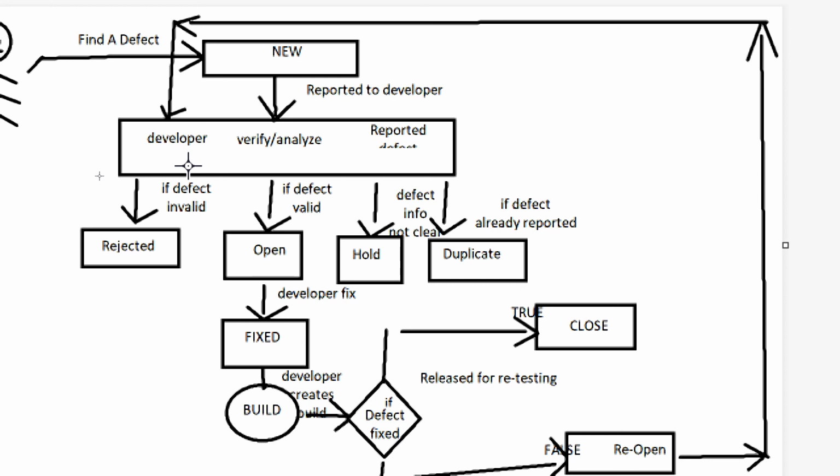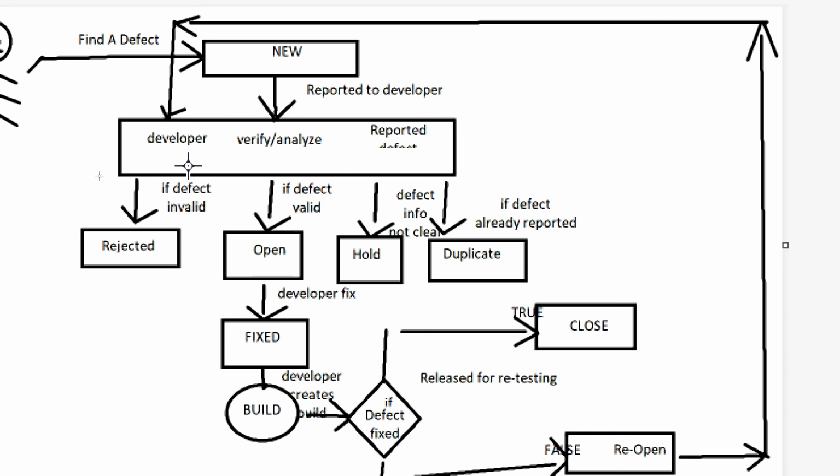When it comes to the defect life cycle, as a tester, if we find any defect, the initial status will be new. Once that is done, we report it to the developer, who will analyze and verify whether the defect is invalid, valid, not clear, or already open. If the defect is valid, he will change the status to open. After that, the developer needs to make some workaround to fix the issue. Once he fixes it, he will deploy a new build, and in the modified build the defect should be resolved, right?